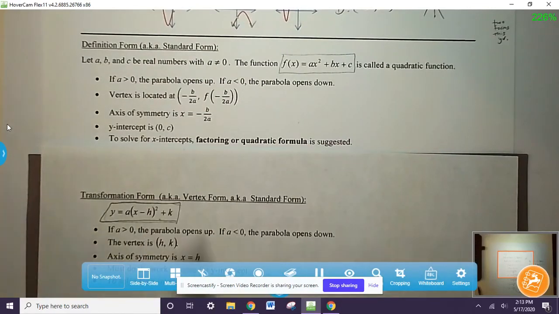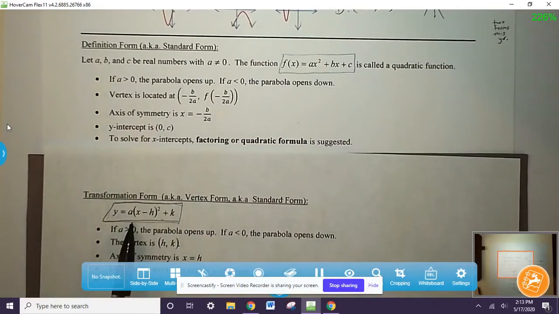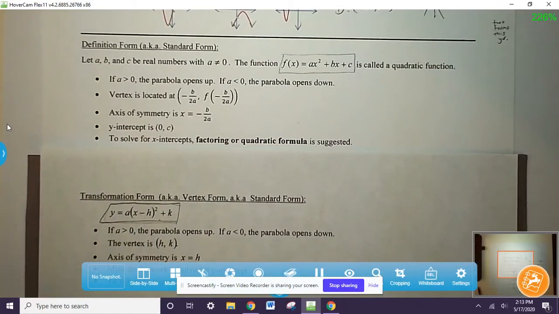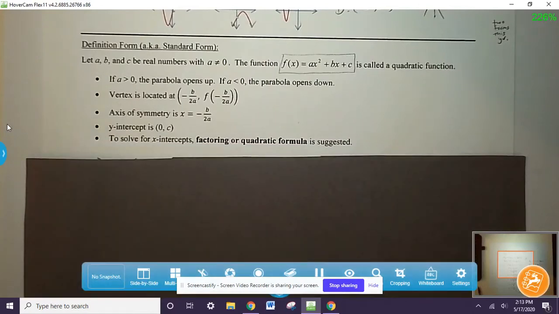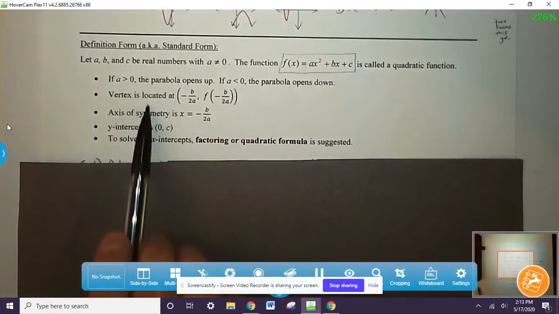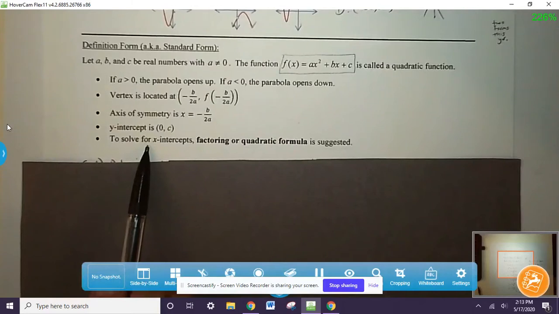So we'll call this the definition, and this we'll either call transformation or vertex form. And we're going to review both of these. So let's start with definition form. You should be aware of all of these facts from your work in Algebra 1 and Algebra 2.